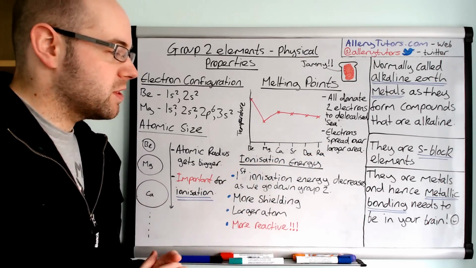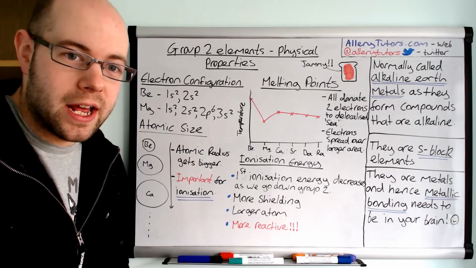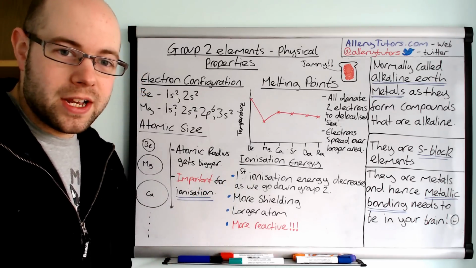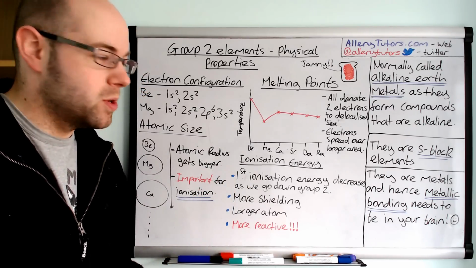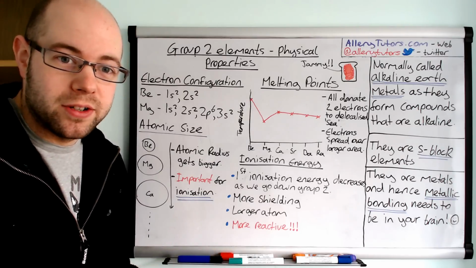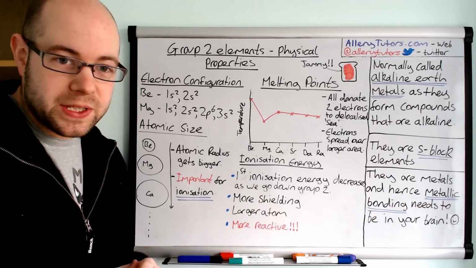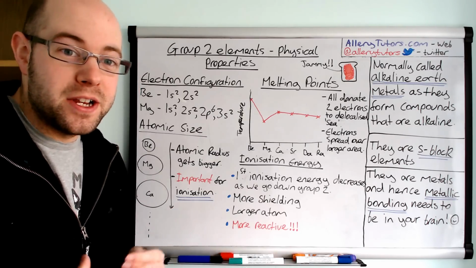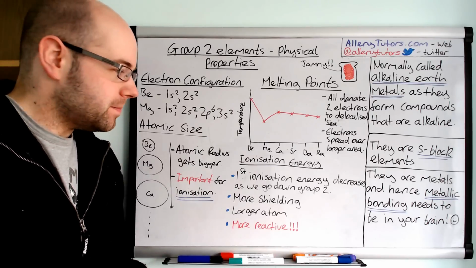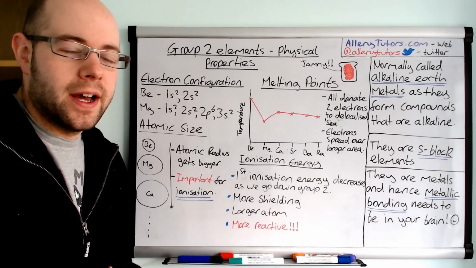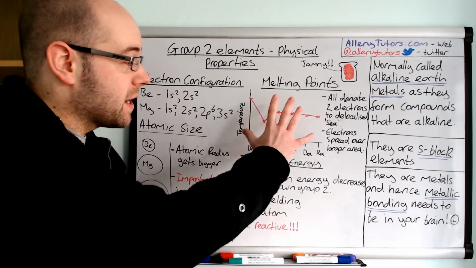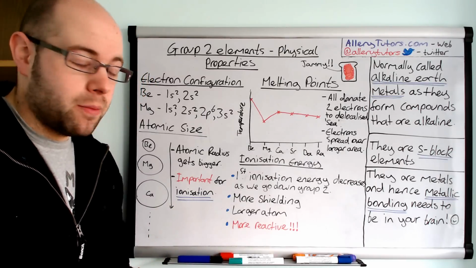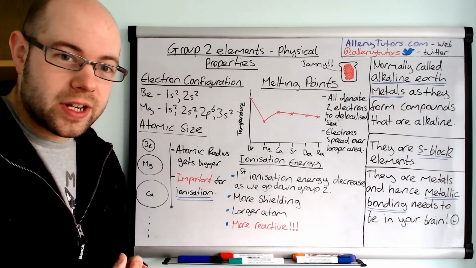Okay, just coming on to the final point, which is ionization energy. Ionization energy is the amount of energy required to remove 1 mole of electrons from 1 mole of a substance in its gaseous state. You will need to remember that definition for A-level purposes as well. Again, we've got our group 2 elements. We remove an electron. This is the first ionization energy.